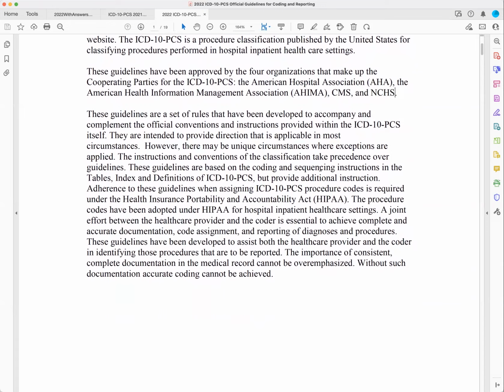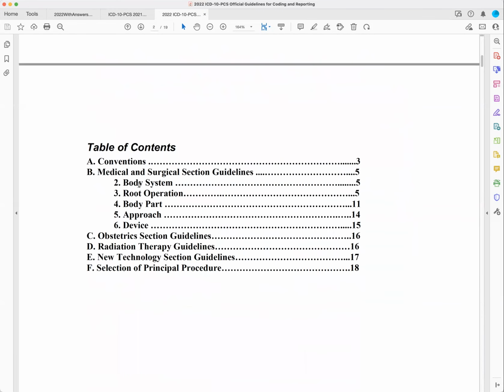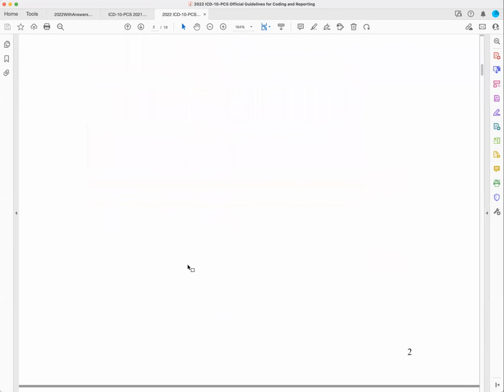So let me scroll down a little bit here and go to the next page. So this is the table of contents for the guidelines. You have your main coding conventions. That's going to be section A of the guidelines. Then you have the medical and surgical section guidelines. That's going to be all your section B guidelines. You have obstetric guidelines that are going to be in section C. Radiation therapy is in D, new technology is in E, and then selection of the principal procedure is in F.